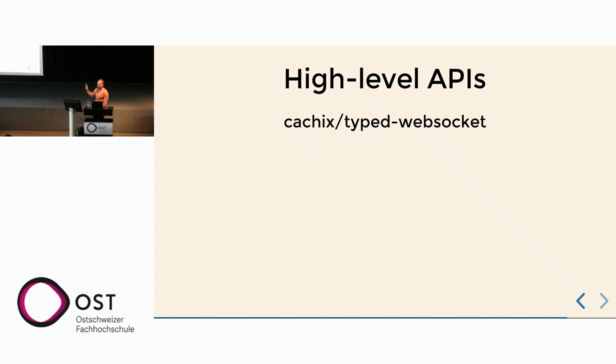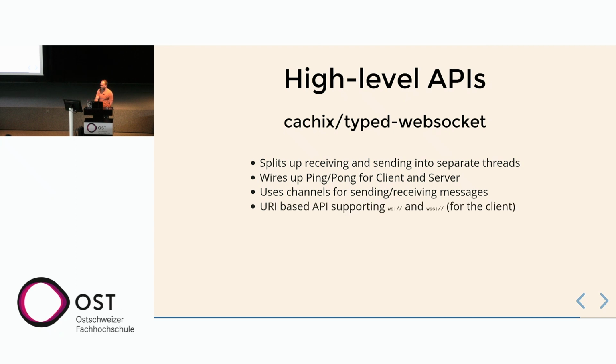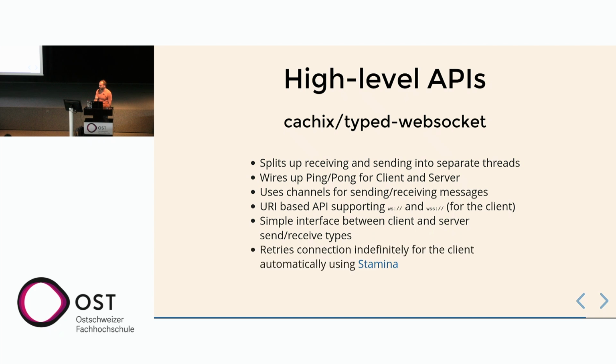But we wrote a super simple but very useful abstraction on top, where you get two threads. One receives the data in from the WebSocket, and one sends it, and wires up the ping-pong protocol for WebSockets. Then it uses channels to wire up the whole sending and receiving. It creates a nice API so that you can just pass your IO for the client and the server, and that you can define some types for client and server, nothing super fancy.